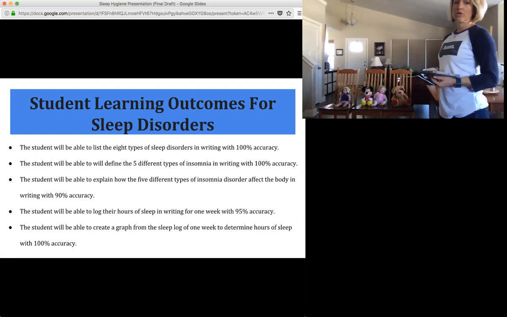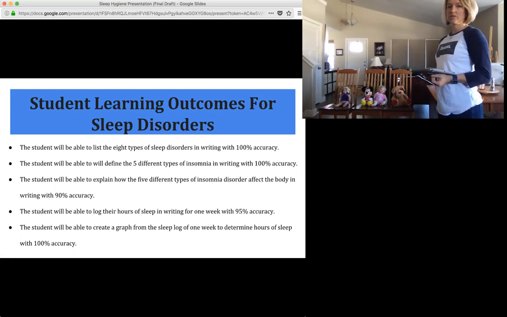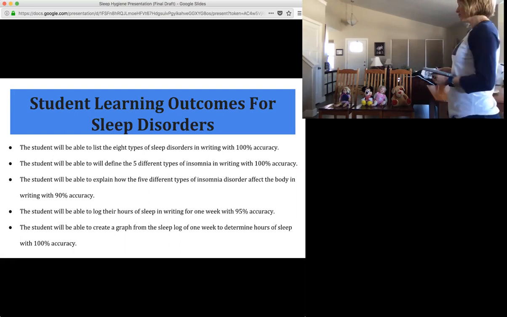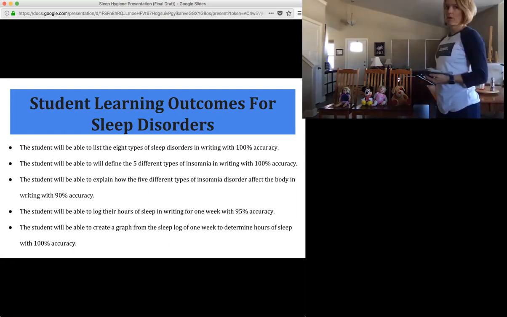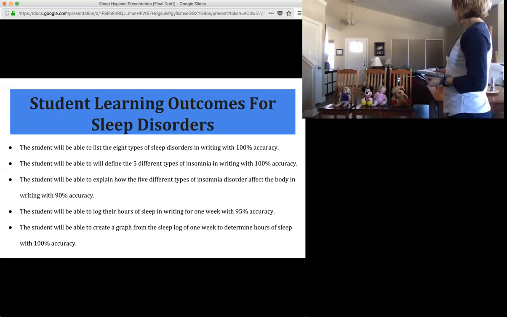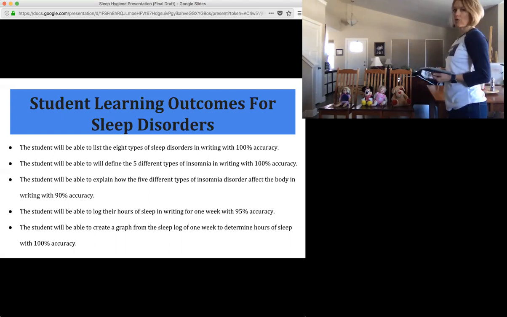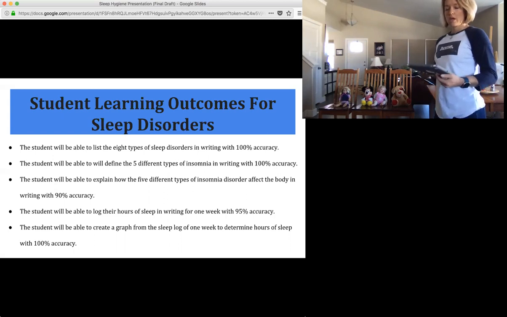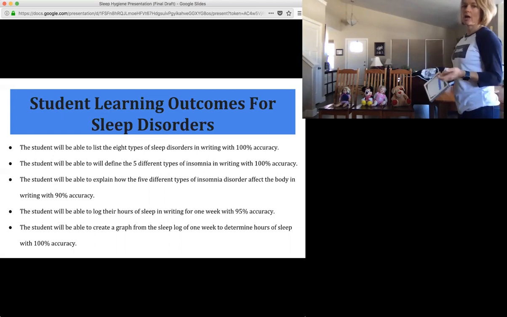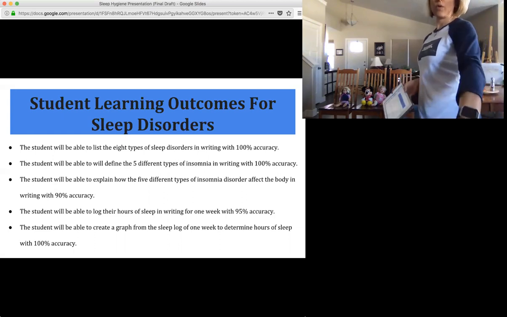You should be able to identify and list the 8 types of sleep disorders in writing, be able to define the 5 different types of insomnia that we're going to be reviewing, and also be able to complete the assignment at the end of class, which is going to be logging your sleep for over a week. We're here because it's important to know about sleep disorders and how sleep disorders can affect your life if you have one.